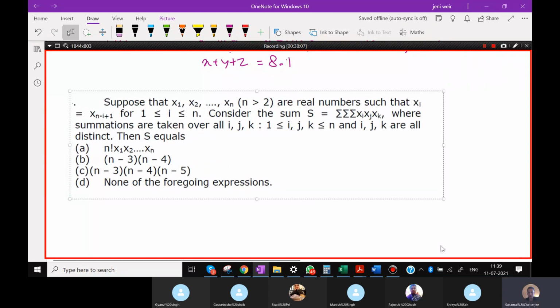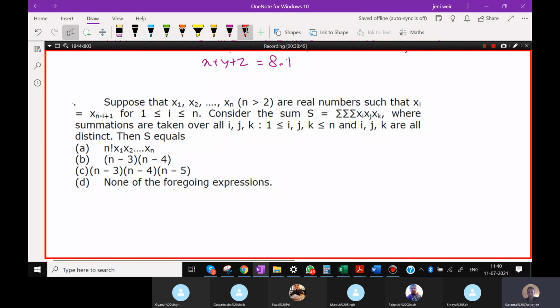Suppose x1, x2 up to xn are real numbers such that xi equals xn minus i plus 1 for i lying between 1 and n. Consider the sum S of summation over summation over summation of xi, xj, and xk, where summations are taken over all the values of i, j, and k, that means 1 to n, and i, j, and k are distinct. Then S will equal to what?